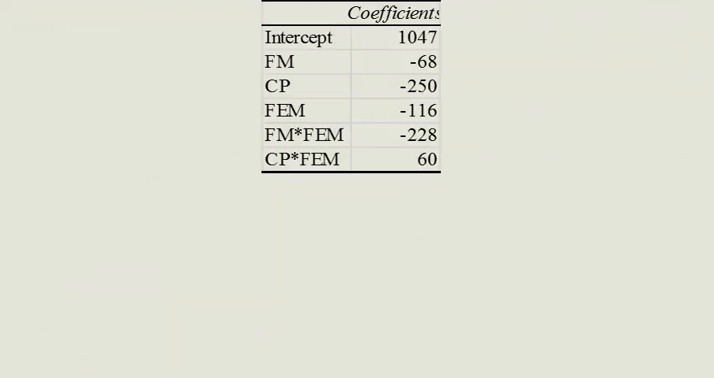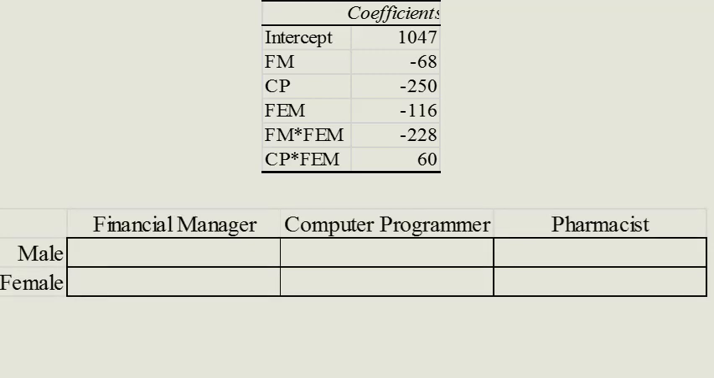Now let's look more closely at the regression coefficients from the model. We'll begin with the baseline group, male pharmacists, since they have all zeros. And of course, if the indicators are all zero, then the interactions will be zero as well. And the intercept, 1047, is the expected salary for male pharmacists.